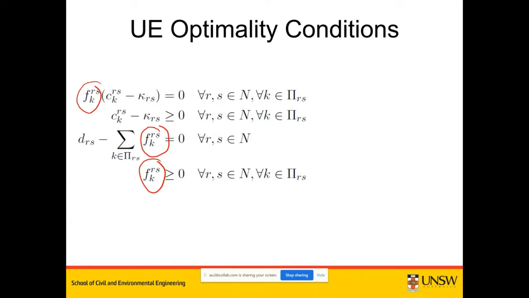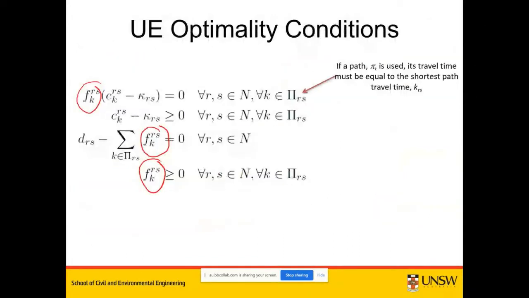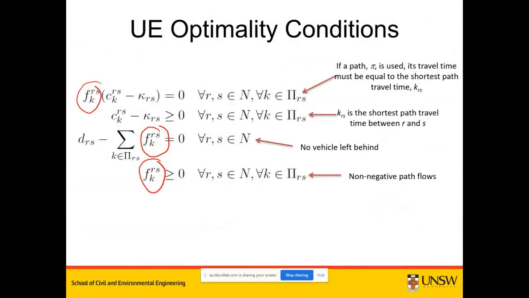optimization, path-based solution methods. But going back to what I was talking about, yes, for the user equilibrium and system optimal optimization problems, the objective functions include link flows, the constraints include path flows, but when it comes to optimality conditions, the optimality conditions are only specified in path flows. There is no link flow in these optimality conditions.